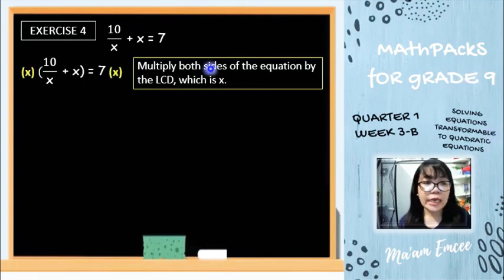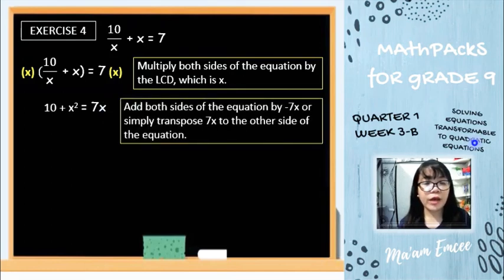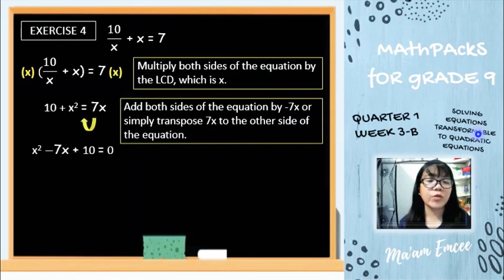So x times 10 over x is equal to 10. We just canceled out the x. And then x times x is equal to x squared. 7 times x is equal to 7x. After that, we add both sides of the equation by negative 7x, which is the additive inverse of 7x, or we simply transpose 7x to the left side of the equation. So to transpose 7x to the left side of the equation, we need to change the sign.